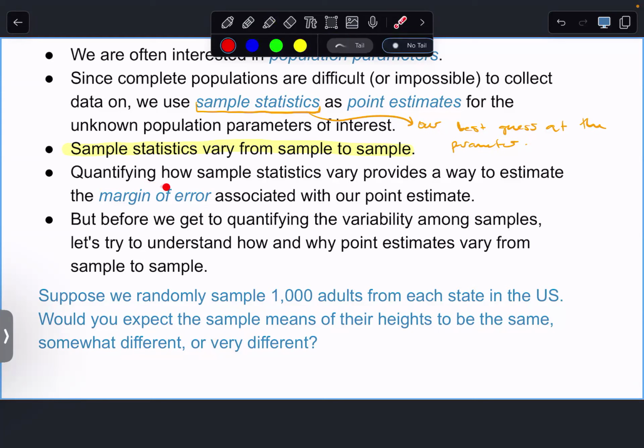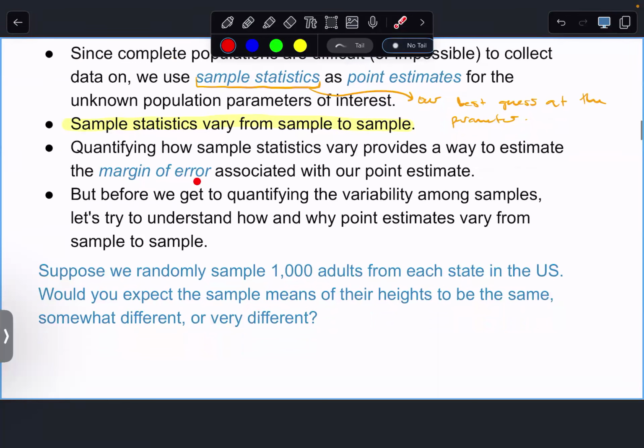So how we quantify how these things vary is by the margin of error, which you might have heard if you're reading articles, even pretty standard newspaper articles. They'll talk about the margin of error, right? They don't have to be academic papers or anything. We see margin of error quite a bit. Now, that margin of error is kind of that buffer. And so I think of it as this buffer around our point estimate.